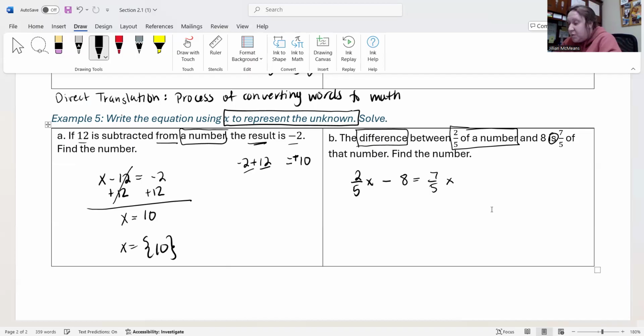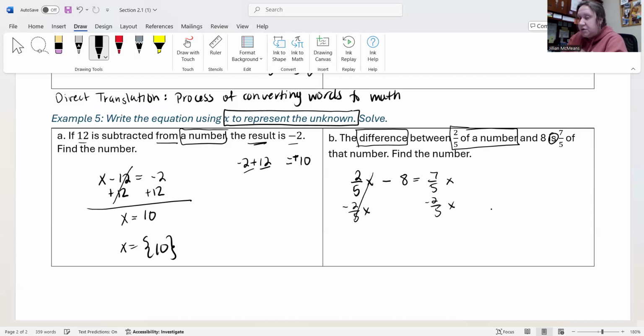Okay? So we have the difference between 2/5 of a number and 8. So 2/5 x minus 8 equals 7/5 x. We want to solve this. So this is very similar to part B in the previous example. We've got x's on two sides of the equation. We want x's on exactly one side of the equation. So what could we do? Well, I have more x's on the right than the left. So I'm going to go ahead and move my 2/5 x to the right. And if you think about it, 2/5 x is positive, so that's like adding 2/5 x to -8. So to undo that, I want to subtract 2/5 x.